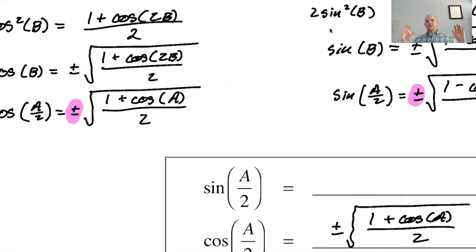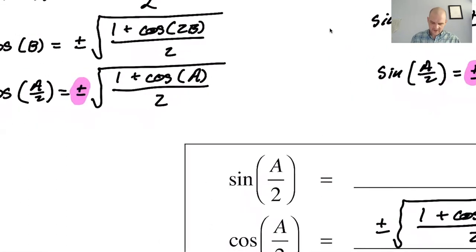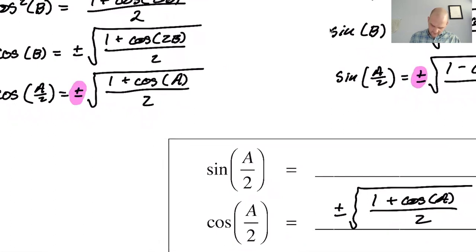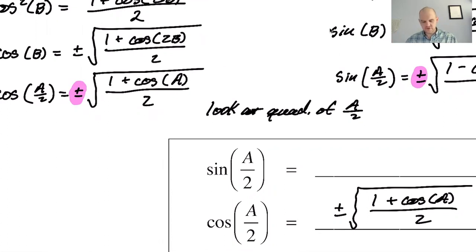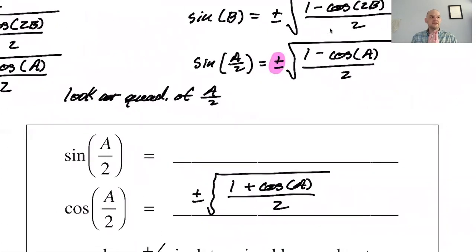Now, cosine of something can't be positive or negative. It either is positive or it is negative. It's not both. You don't get a plus or minus. So the way you determine it is you look at the quadrant of a over 2. If somebody asks you to find the cosine of 212 degrees, 212 degrees is in the third quadrant, so cosine and sine should both be negative. So you would choose the negative there. If you were asked to find the cosine of 93 degrees, that's got to be negative, so you'd have to choose the negative.